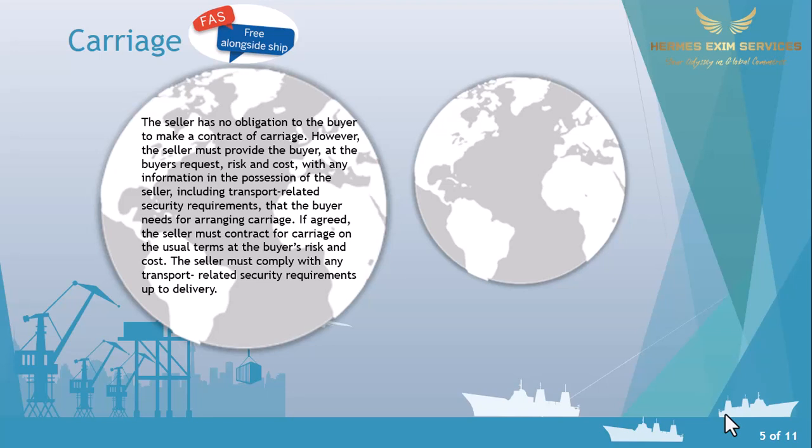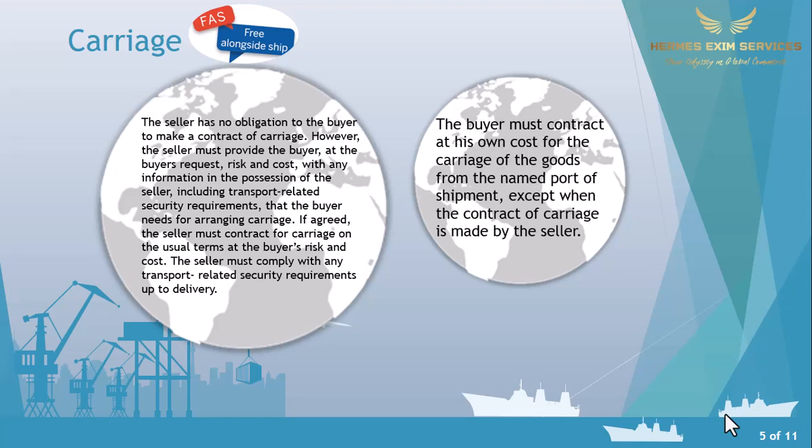If agreed, the seller must contract for carriage on the usual terms at the buyer's risk and cost. The seller must comply with any transport-related security requirements up to delivery. The buyer must contract at his own cost for the carriage of the goods from the named port of shipment, except when the contract of carriage is made by the seller.